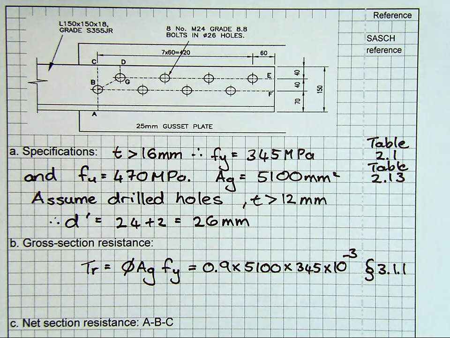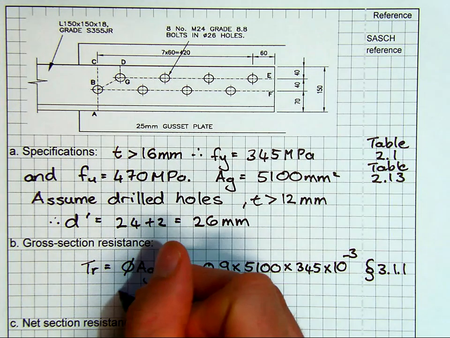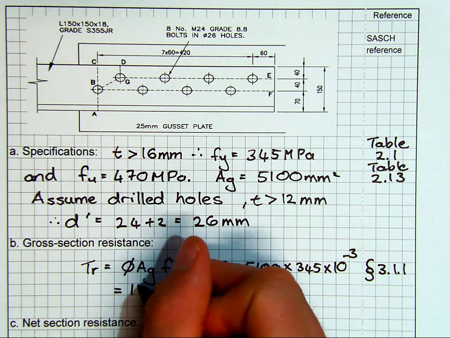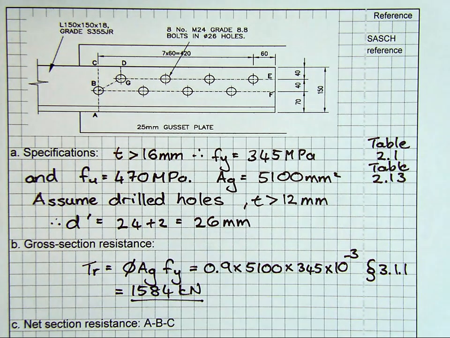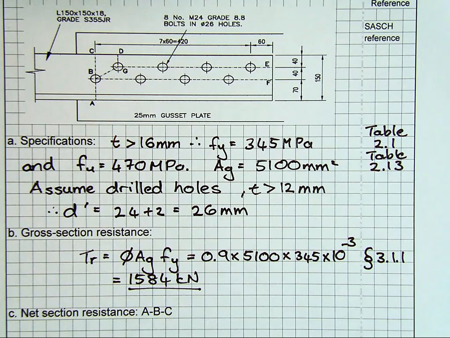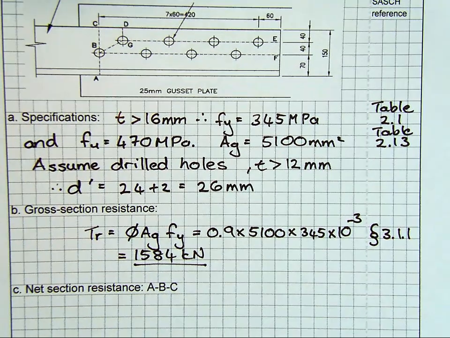to convert it to kilonewtons, and then this gives us a capacity of 1,584 kilonewtons, which is a lot of load. It's 158 tons, so this angle is quite a heavy angle. It's 150 by 150 by 18, not a common size. It would generally be used only for very heavy loads on the structure.